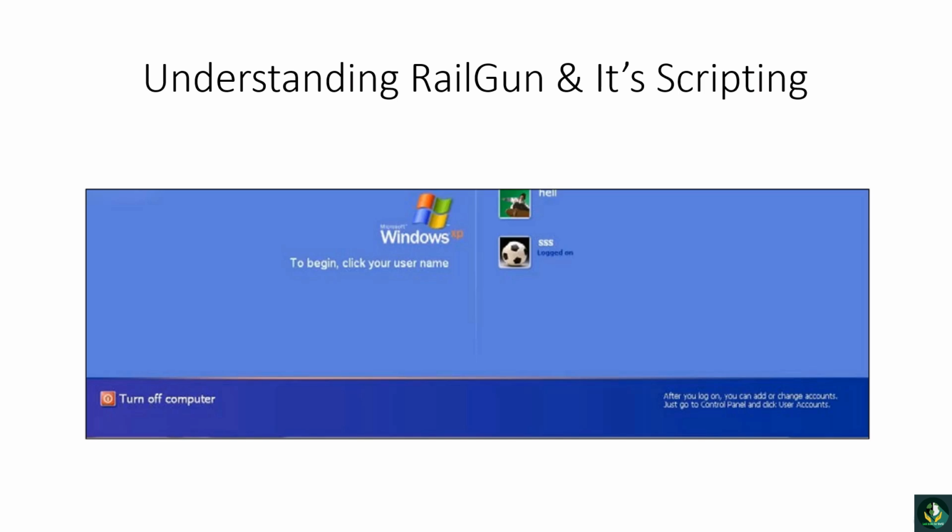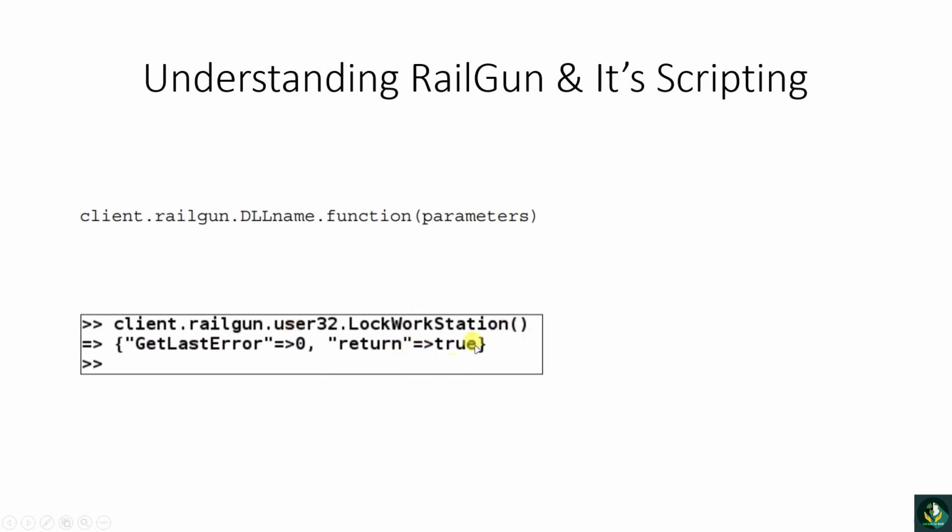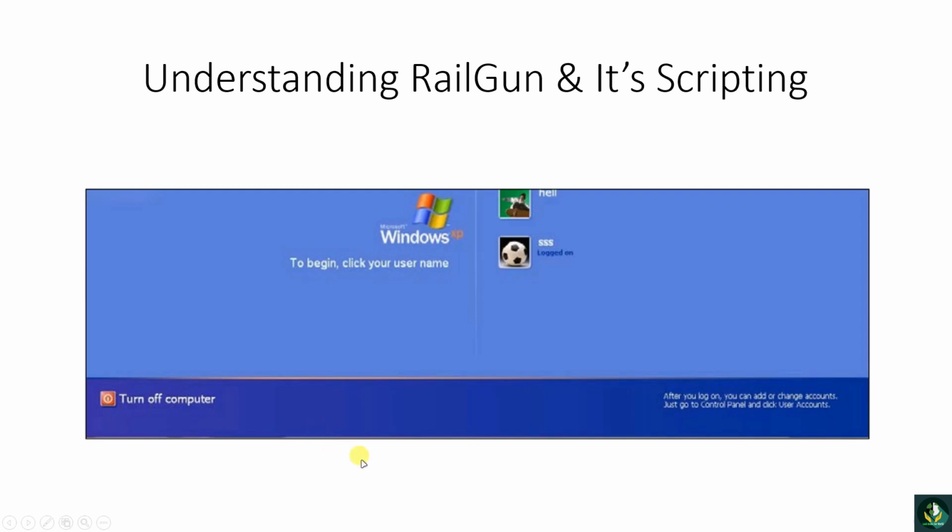Here a call is made to the LockWorkStation function from the user32 DLL that results in locking the compromised system. As you can see, the system is locked.